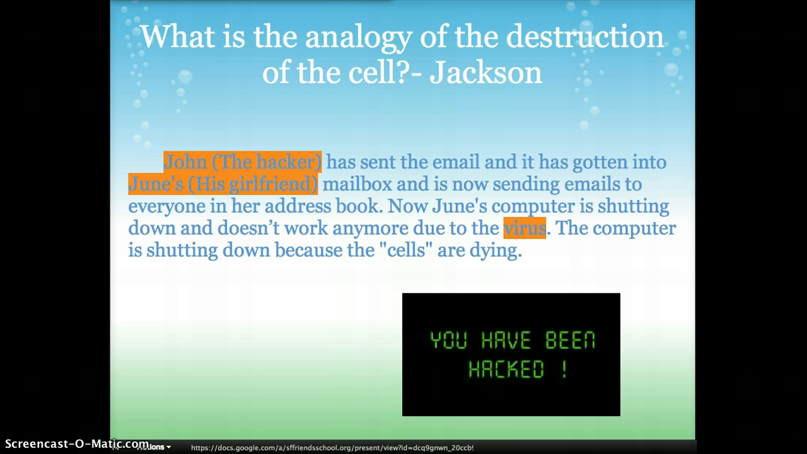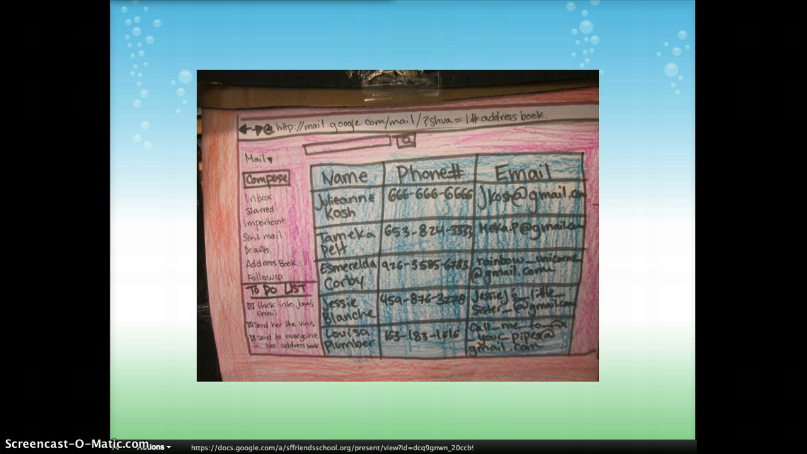All right. So the analogy of the destruction is John, the hacker, has sent the email, and it's gotten into June's mailbox, and now it's sending emails to everyone in her address book. And now her computer is shutting down and doesn't work anymore due to the computer virus, and it's shutting down because the cells are dying. And here is June's address book where he sent all of the emails to.